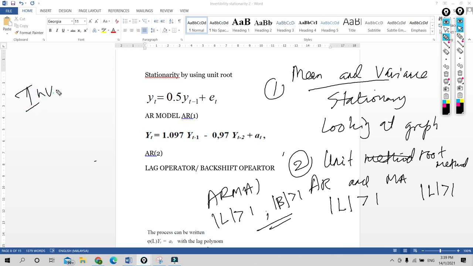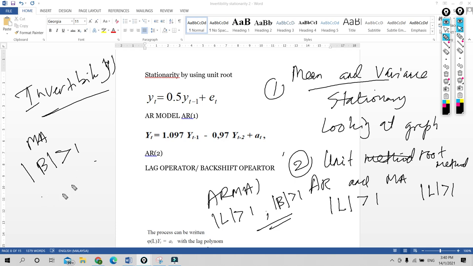Now, for invertibility, I have to check the MA model. The MA model is invertible if the absolute value of B is greater than 1. Then it is considered invertible.